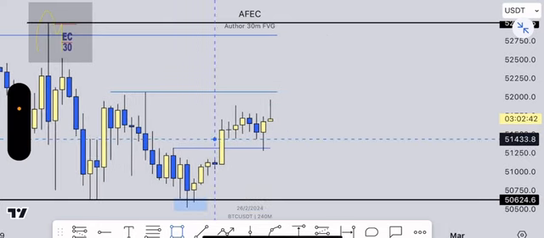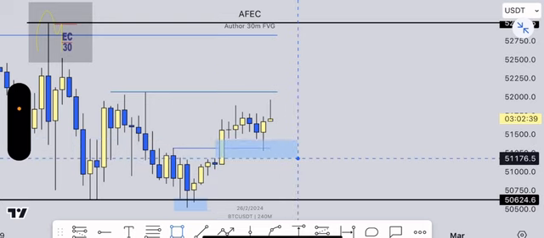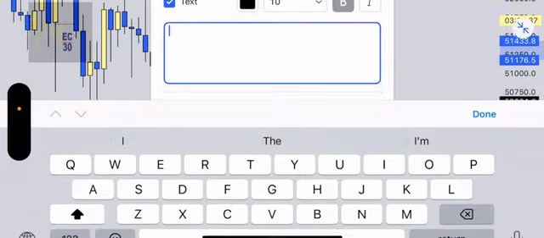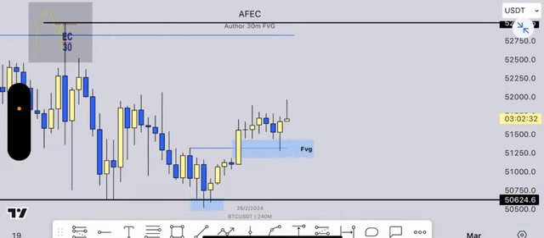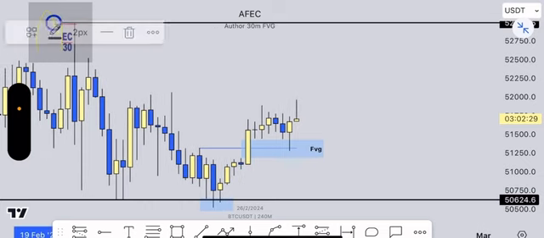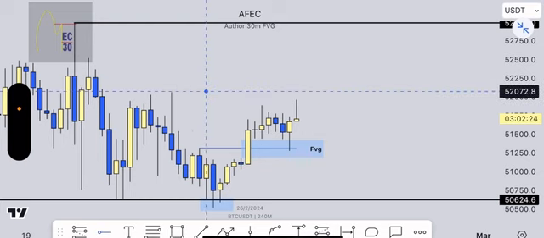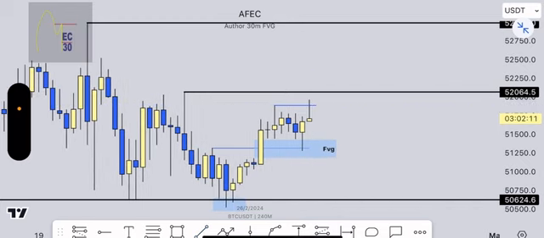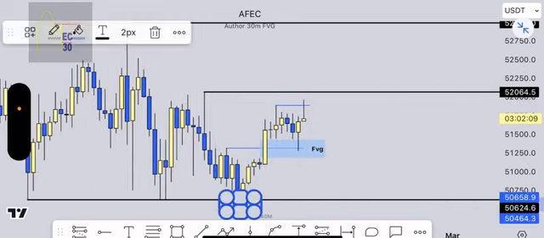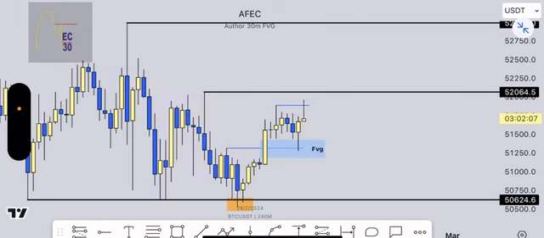And then we have this fair value gap. I'd like to see this fair value gap hold. Then we attack this high, this high also, and then the short target should be here, which was already taken. I shared this analysis on Twitter before it happened, right? So yeah, this is what I will be expecting on Bitcoin.